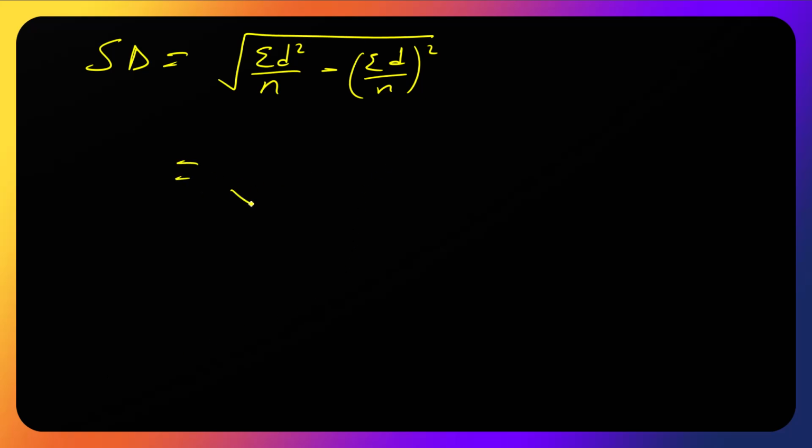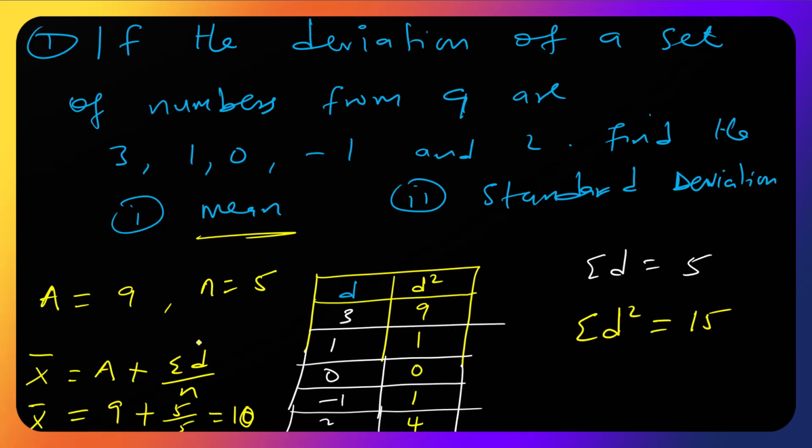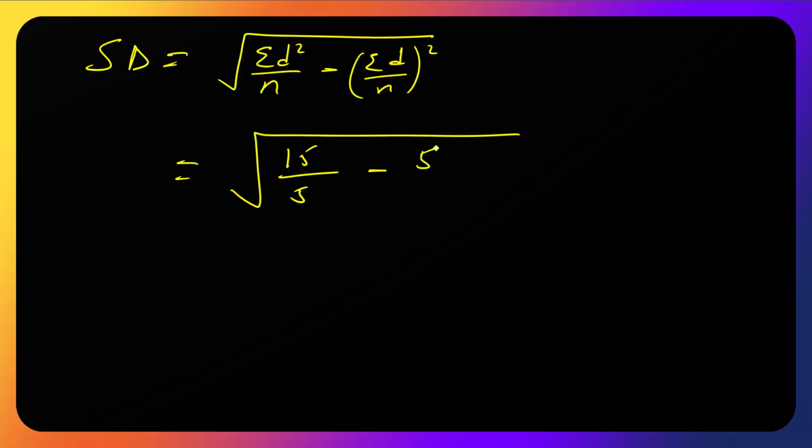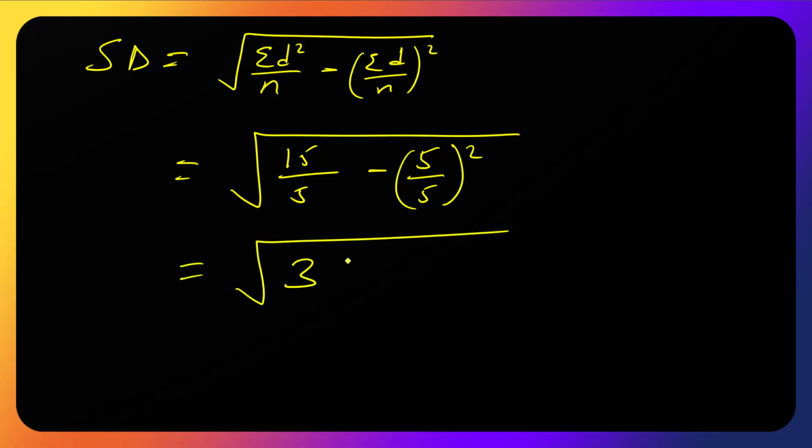So from here, 15 and n is 5. Summation of d here is 5 over n is 5. So this side is 15 over 5, which is 3, minus 1 squared, which is 1. So we have the square root of 2.